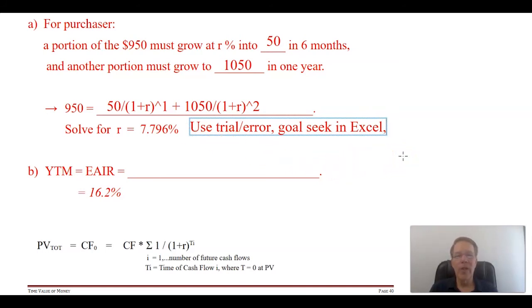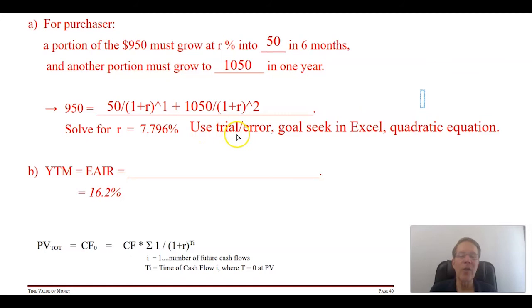You can find this by trial and error, goal seek in Excel, or we could use, in this case, the quadratic equation. At the end of this lecture, for those of you who want to see it, I'll show you how to do this using goal seek in Excel. But for right now, just believe me, you can try on your calculator, it will take you not long at all to verify that if you plug in 7.796% into this equation, you do get 950. Okay, so enough of that.